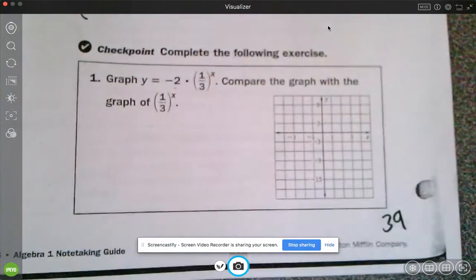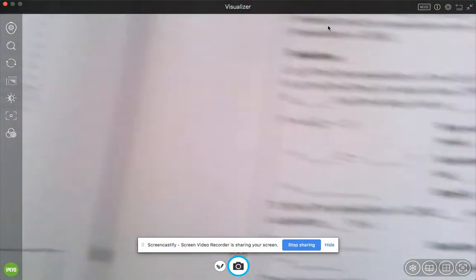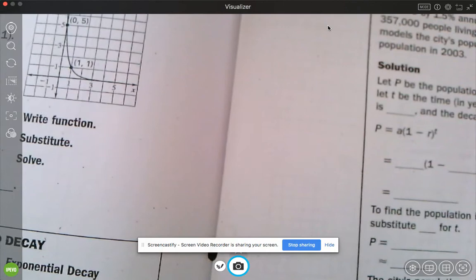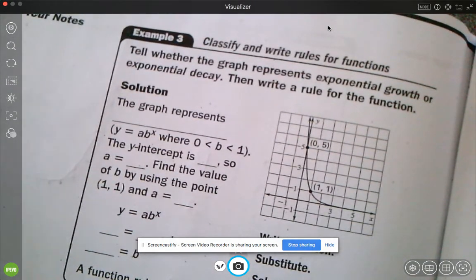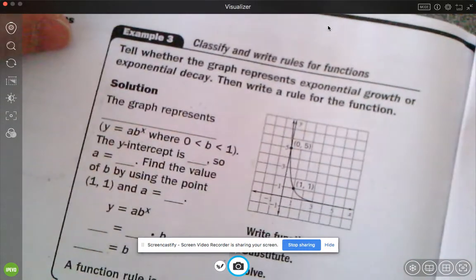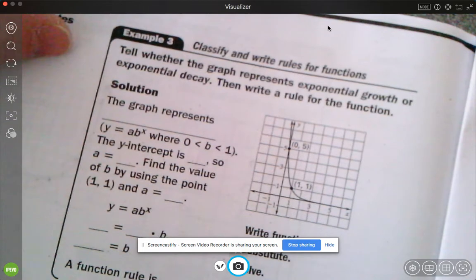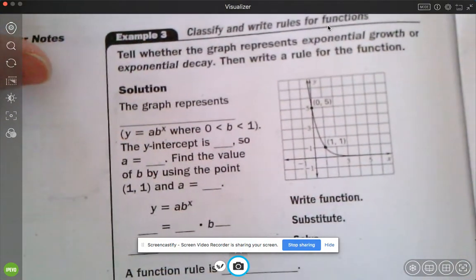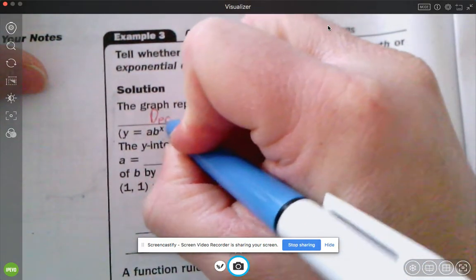All right. Okay, so if you turn the page to page 40, in this one where it says classify and write rules for function, so tell whether the graph represents exponential growth or decay, and then write a rule for the function. So first of all, on the count of 3, is it growth or decay? 1, 2, 3. It's decay.